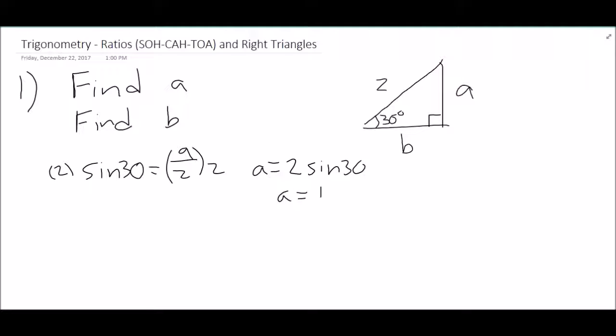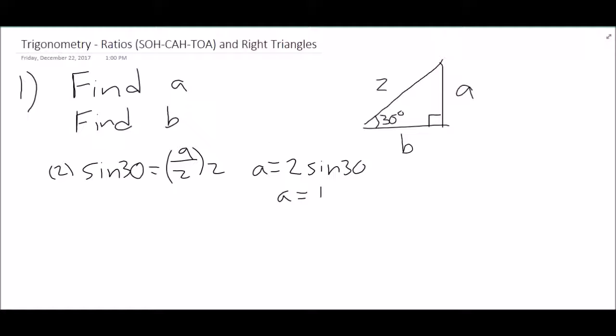So next, what are we looking for? We're looking for B, right? We're going to use the same angle in this case. We could also use the Pythagorean theorem, but we're not doing that right now. It might be easier if you use the Pythagorean theorem, but we're focusing on trig ratios right now.